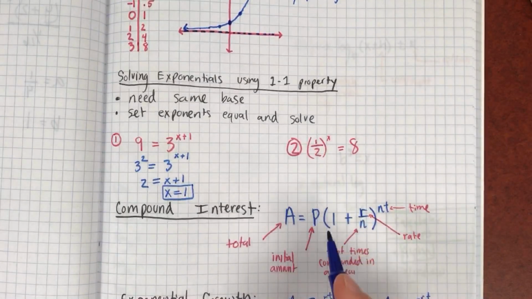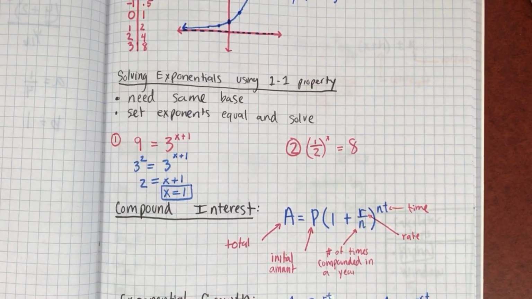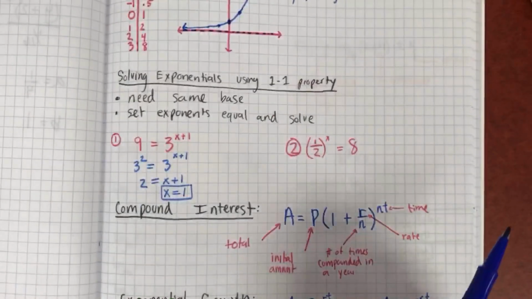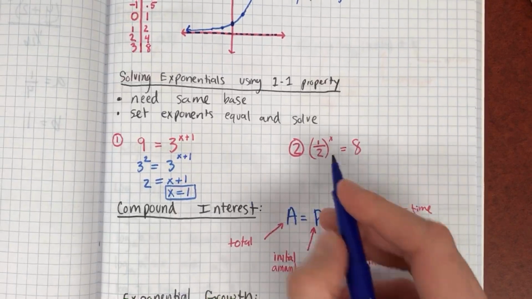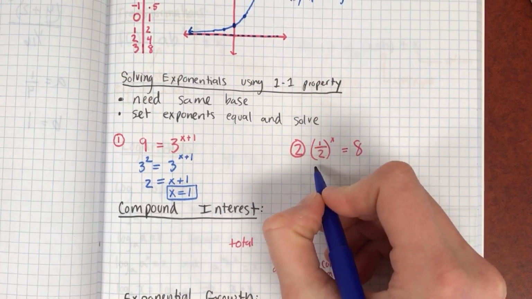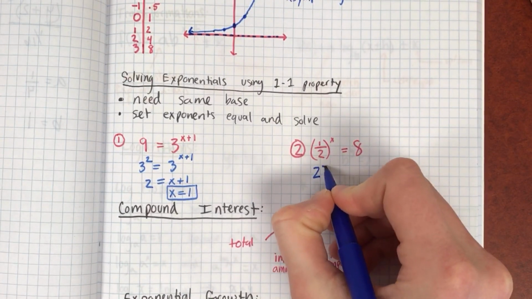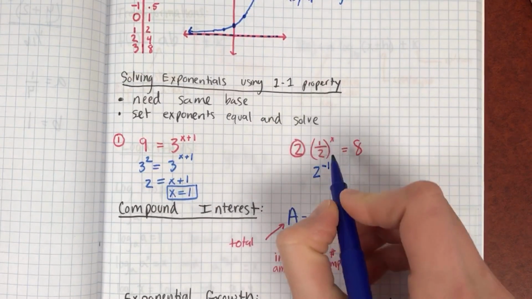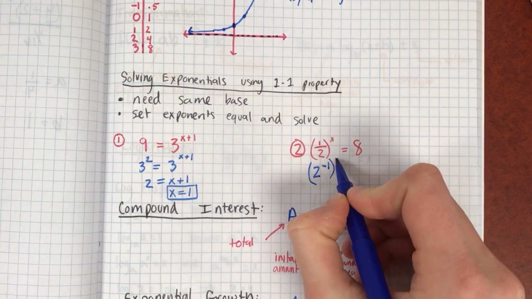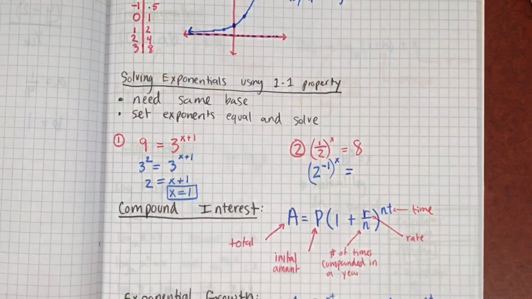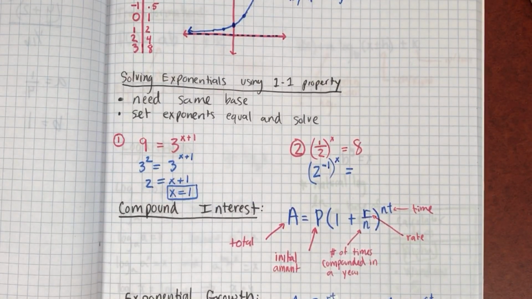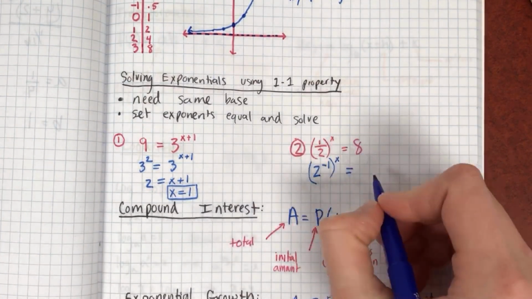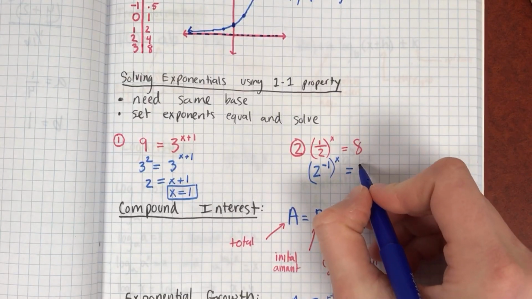All right, this next one, a little trickier. First of all, we've got a fraction in here, so that's a little different. If we've got a fraction, that's the same thing as writing 2 to the negative first, and then to the power of x. And then I can rewrite 8 as 2 to the third, 2 times 2 times 2.